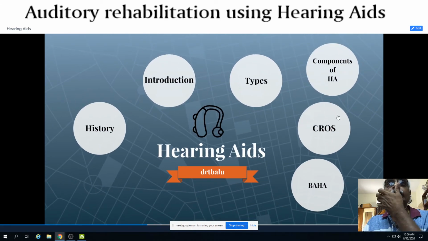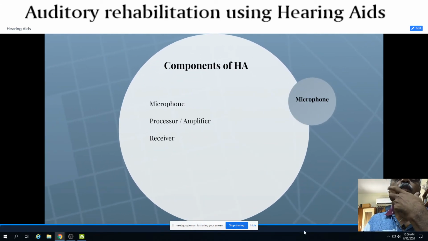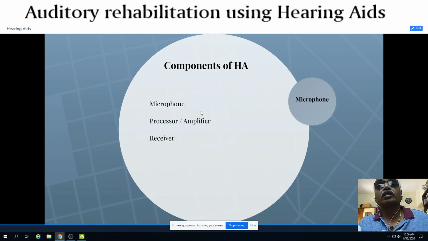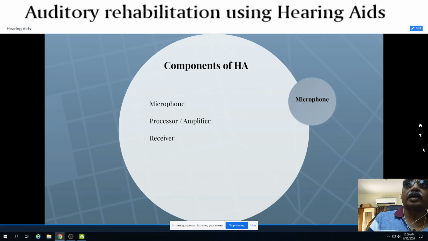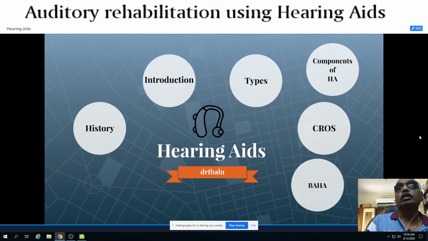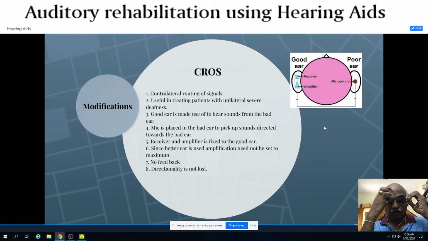This is as far as the types of hearing aid. Let me go to the components of the hearing aid. The major components of the hearing aid include the microphone, next comes a processor and amplifier, and the third comes a receiver. I am not going to talk much about the microphone because of the paucity of time, so I'll be pushing out a literature on it. You can go through it.